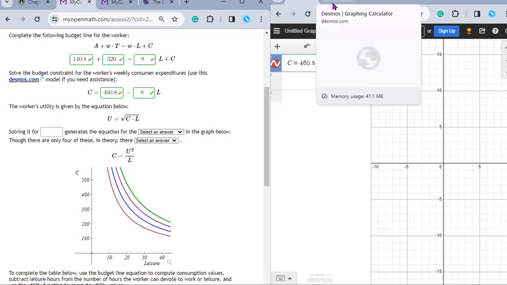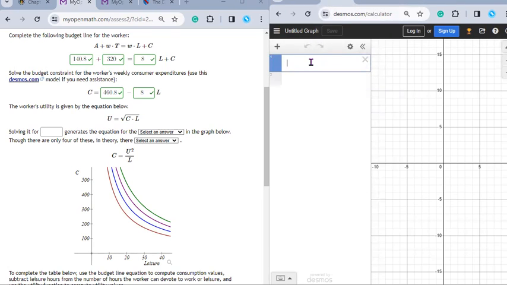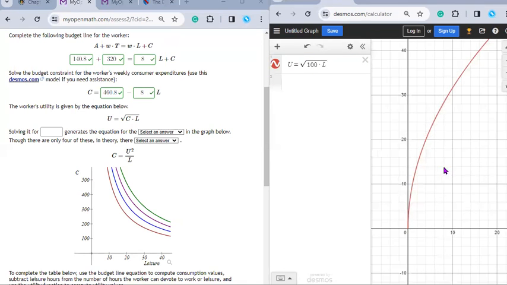So I'm going to open up a different Desmos, right? I'm going to write U equal to the square root of C times L. Okay, now Desmos is a two-dimensional math system. I have 3 variables here. So Desmos doesn't know what to do with it, right? So what I'm going to do here is fix one. I'm going to fix consumer goods at $100 a week.